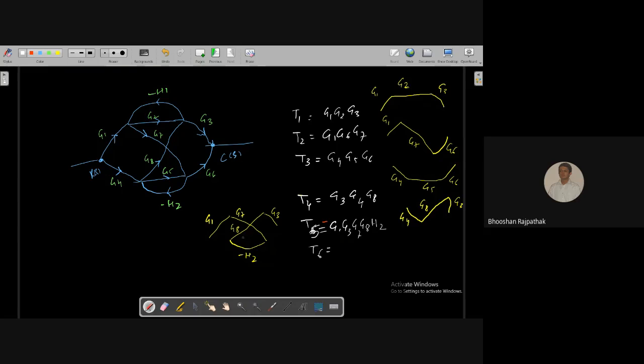And the second one is the opposite. So we can start with this G4, G8, H1, G7, G6. So minus G4, G6, G7, G8, and H2.